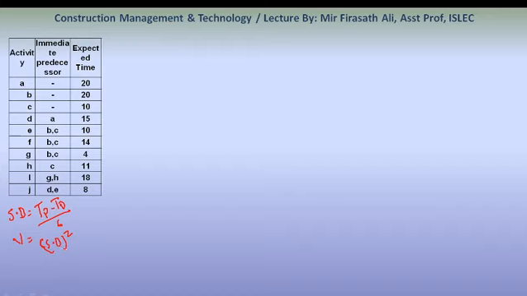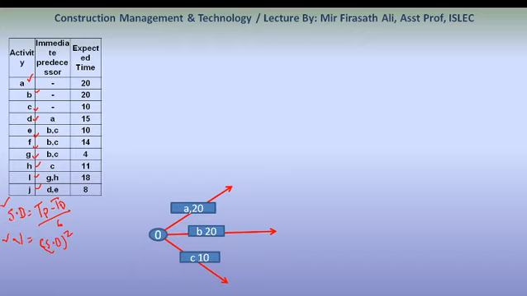So for the respective activities A, B, C, D, E, F, G, H, I, J, we need to find out the standard deviation and the variance, and we need to draw the logical diagram also. So, let us draw the logical diagram.